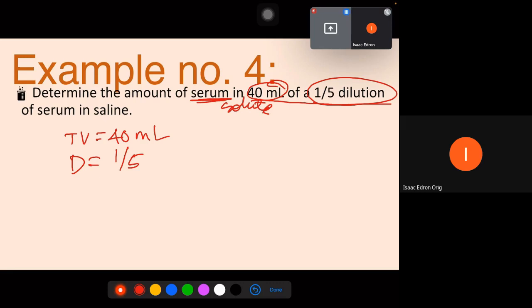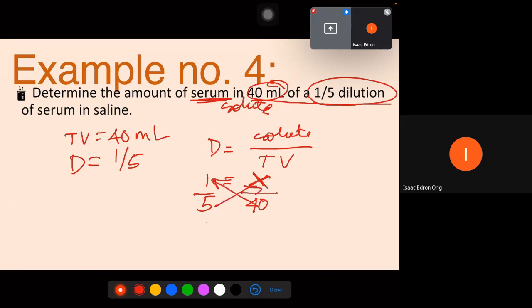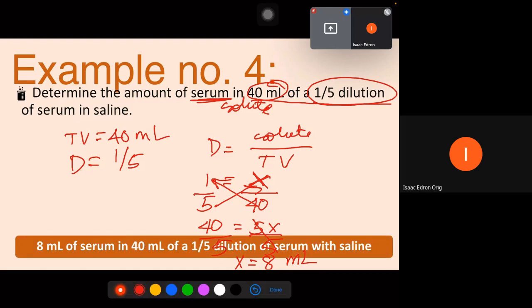So, dilution equals solute over total volume. Okay? So, ilan ang ating dilution? 1/5. Then, solute natin is X. Sabihin natin, solute is X. Then, total volume is 40 ml. Then, again, cross-multiply. Kagaya ng ginawa natin kanina. 40 equals 5X. So, divided by 5, divided by 5, x equals 40 divided by 5, 8 ml. Okay? So, 8 ml of serum in 40 ml of a 1/5 dilution of serum with saline.